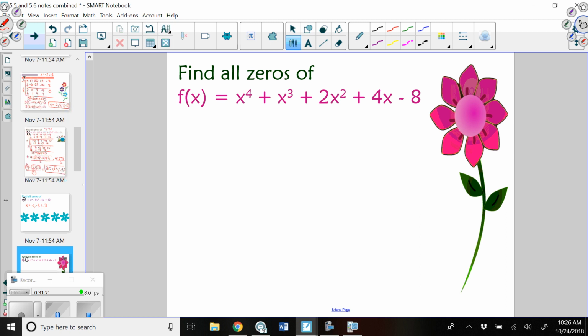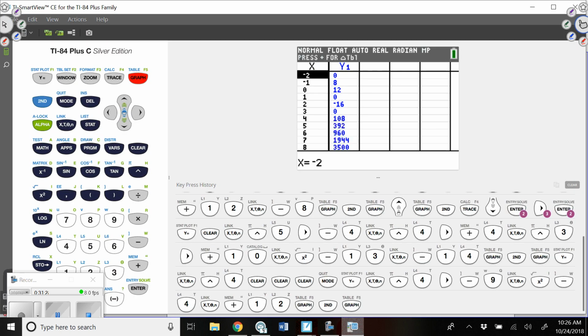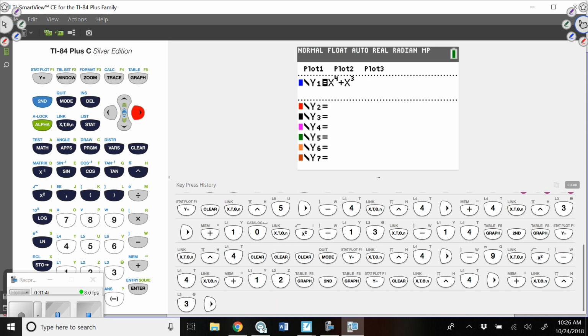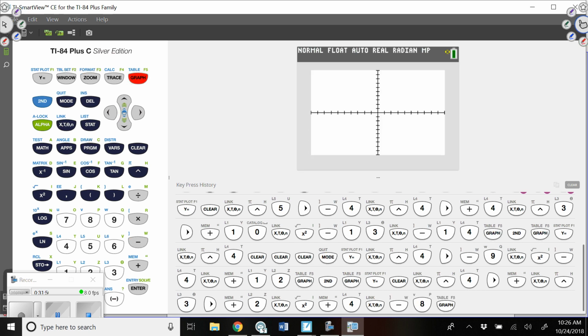All right, so let's look at this one. So I obviously can't factor that, right? There's 5 terms. So let's go to my graphing calculator. Let's type it in. Nope.